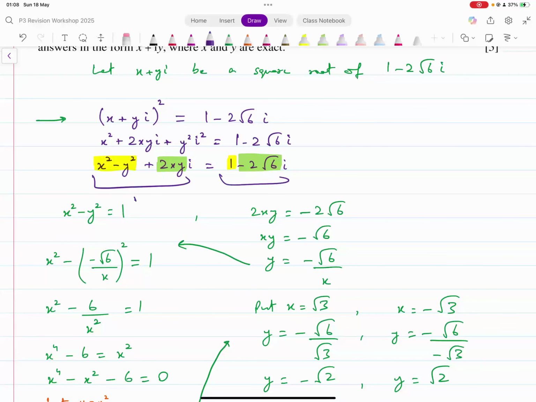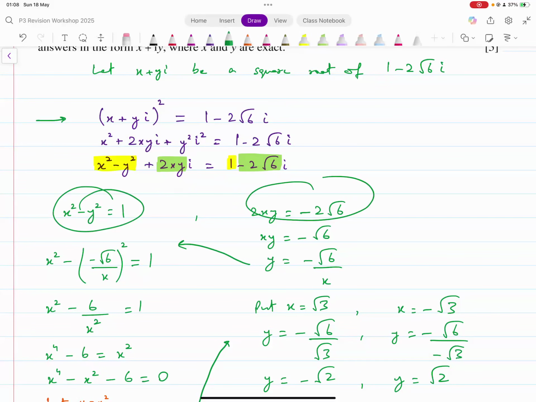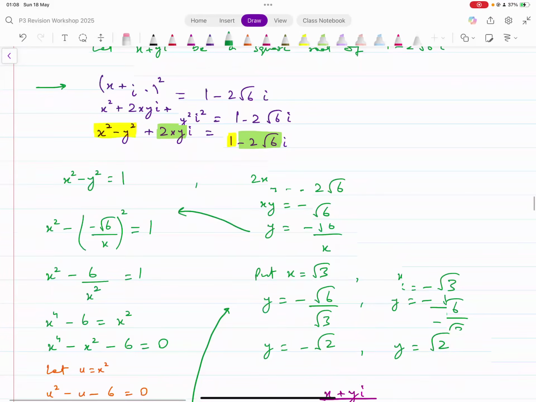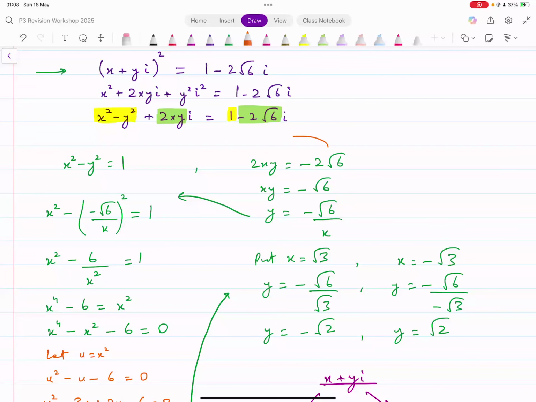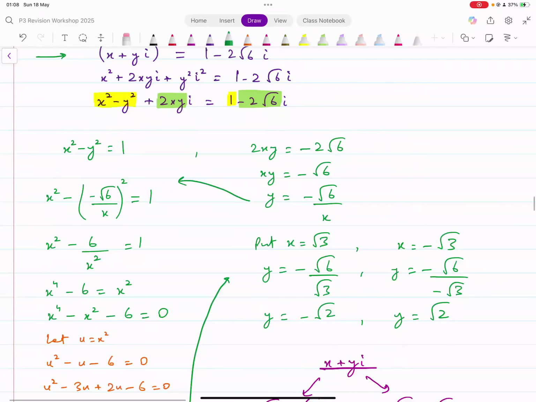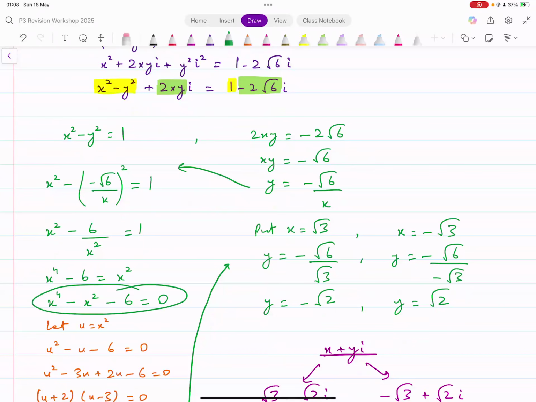You've got a real part on the left side. You've got an imaginary part on the left side. Similarly on the right side as well, you've got a real part and an imaginary part. If these two complex numbers are equal, the real part should be equal to each other, and the imaginary part should be equal to each other. From that, we get two equations: x squared minus y squared equals 1, and 2xy equals minus 2 under root 6. You solve these two equations simultaneously. When you do that, you'll have to make one variable the subject from the second equation, either y or x. Put that in the other equation. You would get a quartic equation. This is a quartic equation.